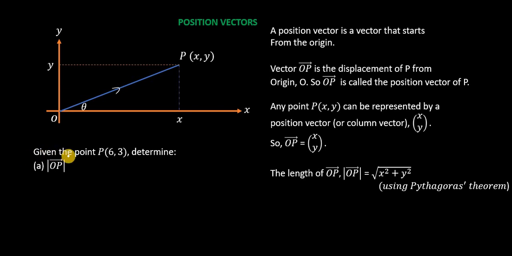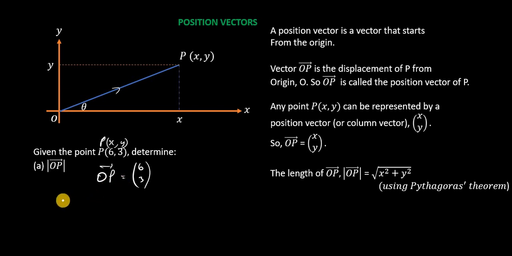So we have an example here. Given the point P has location x equals 6, y equals 3. Remember, that's the ordered pair. That's the order in which we state the coordinates of P, or any point: we give the x coordinate first and the y coordinate after. So in that instance, we know that vector OP, written as a column vector, will have 6 and 3 as components, right?